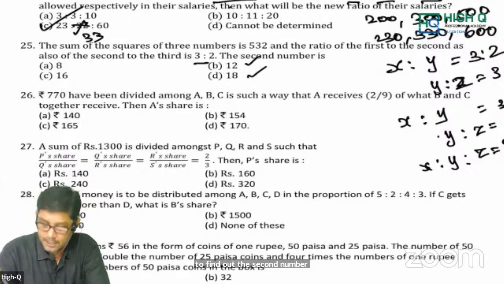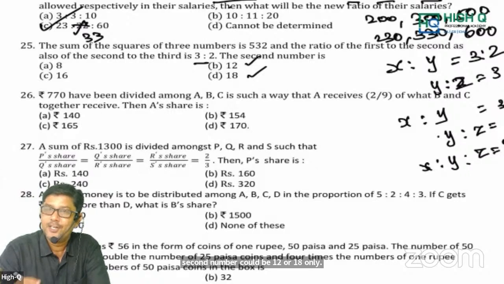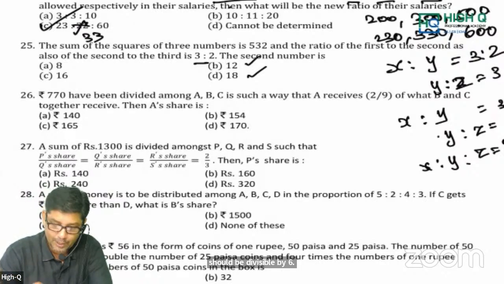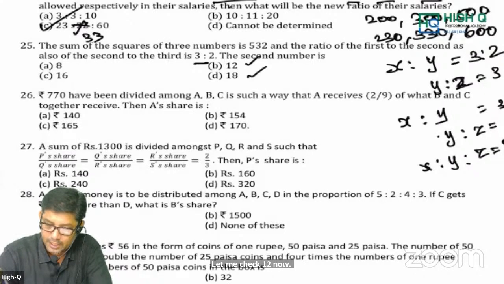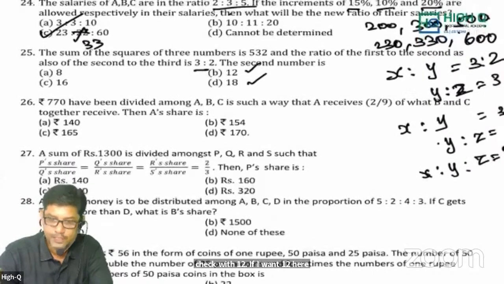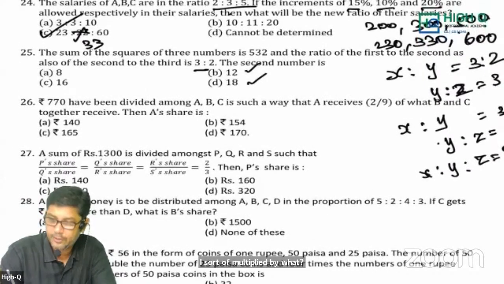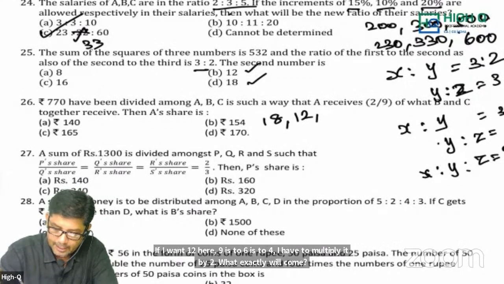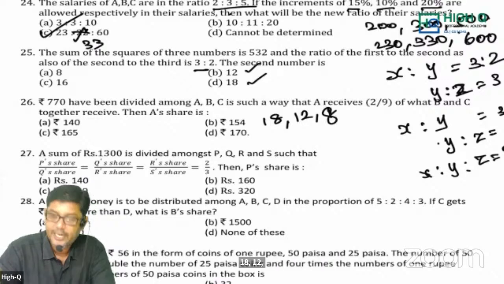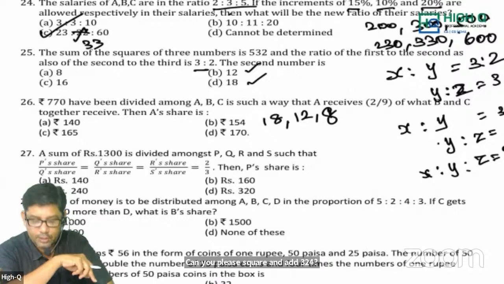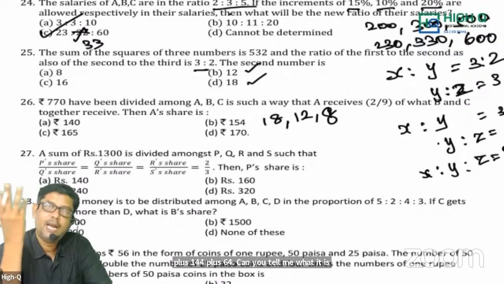Why? Here the second number is divisible by 6, no? So it should be divisible by 6. So let me check with 12. Now, sum of the squares of the three numbers. If I want 12 here, I should multiply 9 is to 6 is to 4 by 2. What exactly will come? 18, 12, and 8. Can you please square and add 324 plus 144 plus 64? Can you tell me what it is? Answer over.